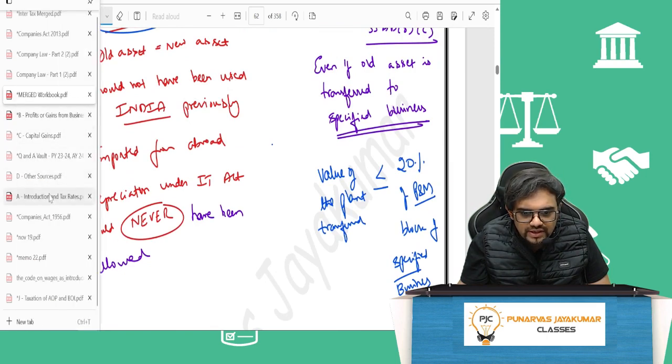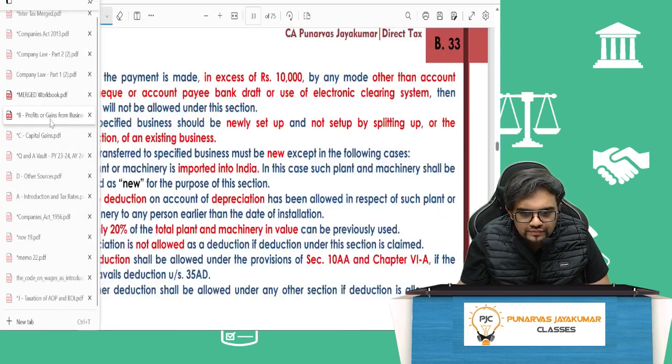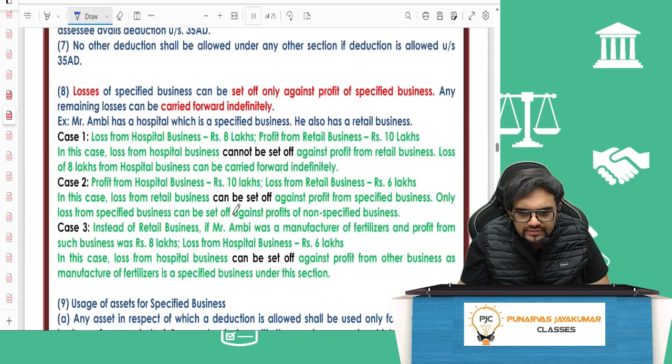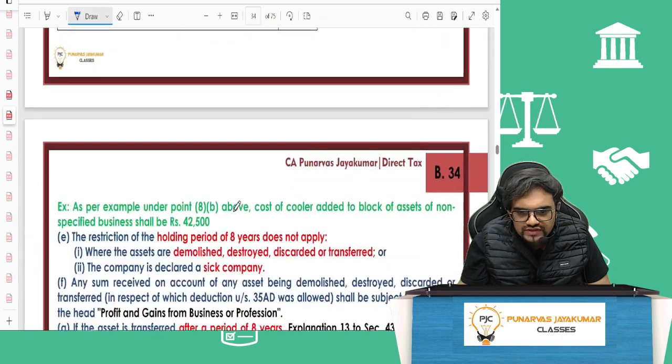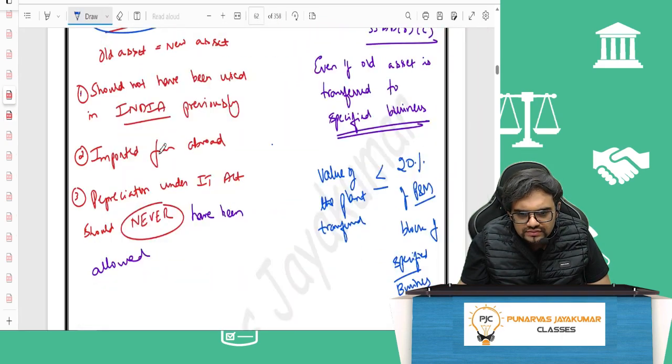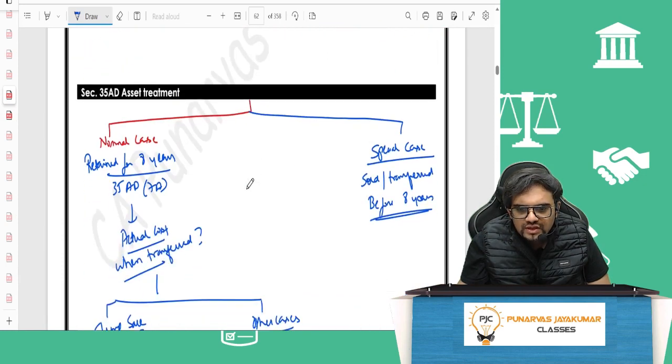Okay, so let's come back to our notes. Same thing, usage of asset, yes. Cool, let's do it here only. Yeah, moving on. What is the treatment of 35AD asset?